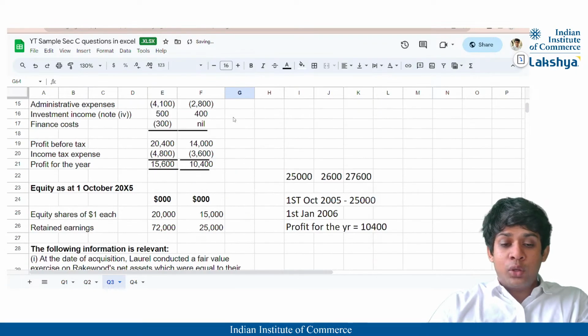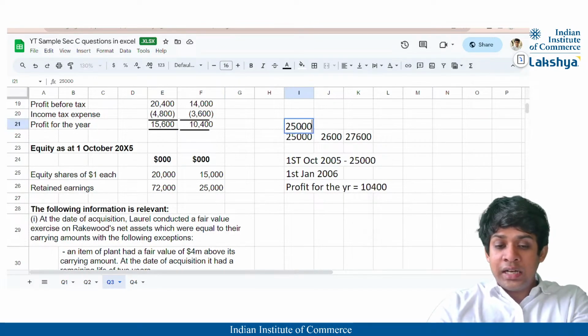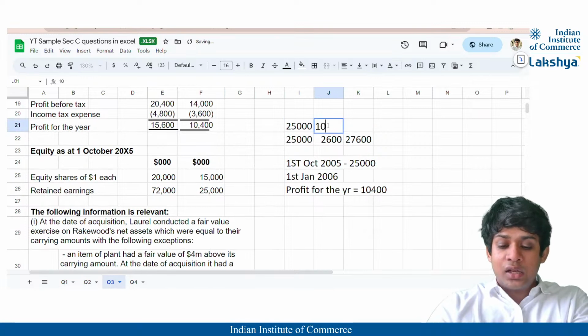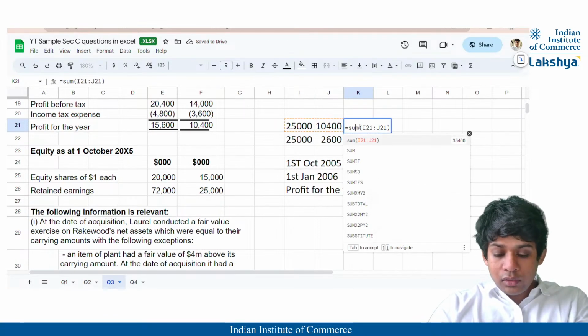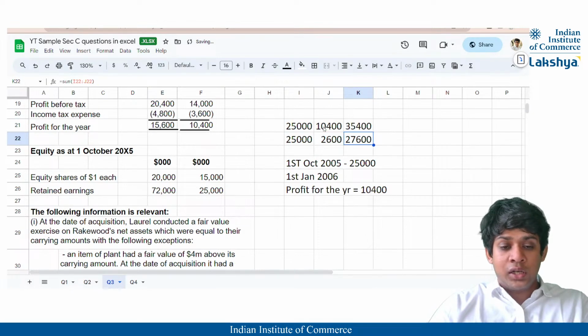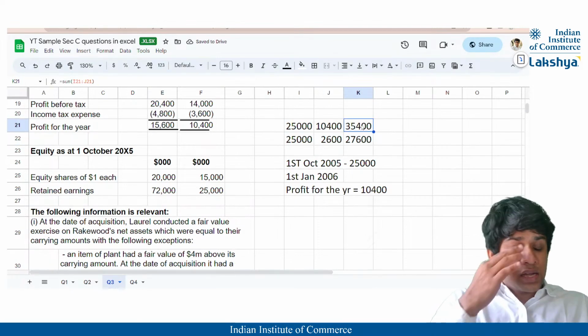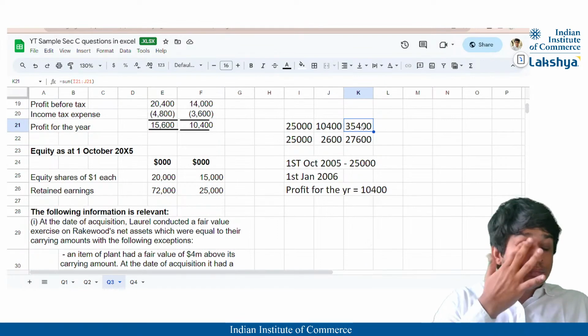And if you want to calculate the post-acquisition retained earnings, it will be nothing but the whole 25,000, which is the retained earnings till date, plus 10,400, which is the profit for the full year. Correct? So 25,000 plus the profit for the year. This will be your retained earnings at the reporting date of the company, right?